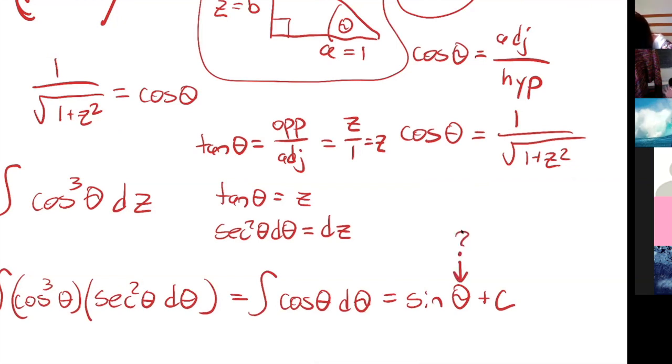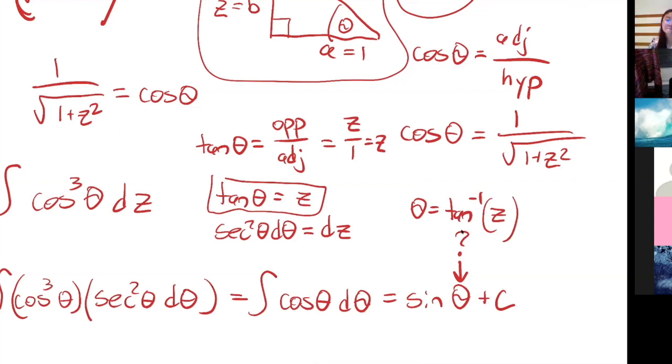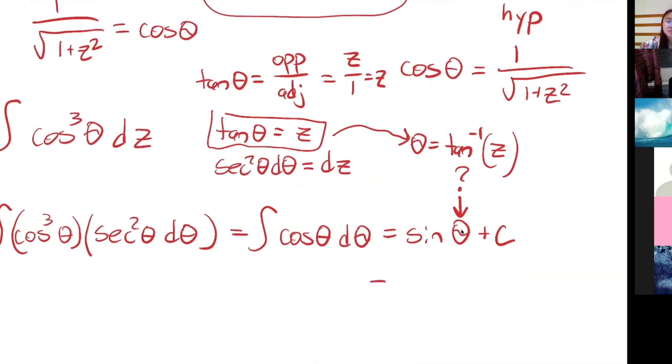And then just the very last thing that we would want to do is express our final answer, not in terms of theta, but in terms of the original variable, which was z. And so I can use this relationship as well to say that theta is equal to the inverse tangent of z. And that's going to allow me to then finally write this as sine of the inverse tan of z. You get some really crazy looking solution like this in the end.